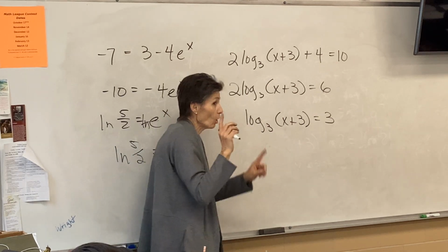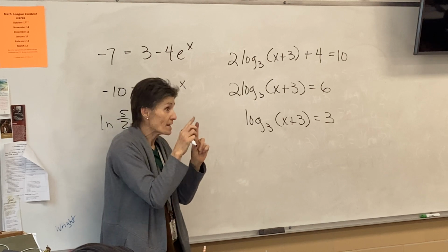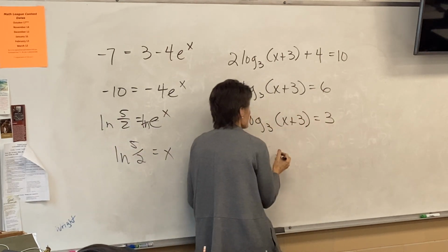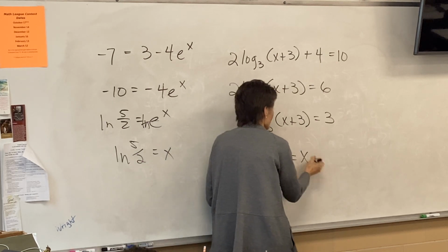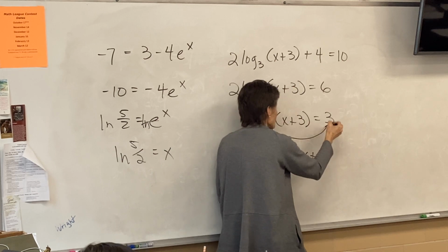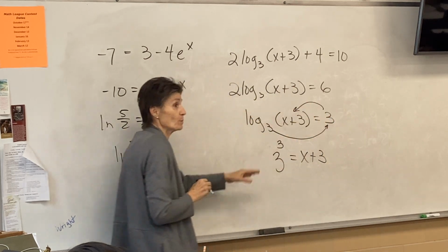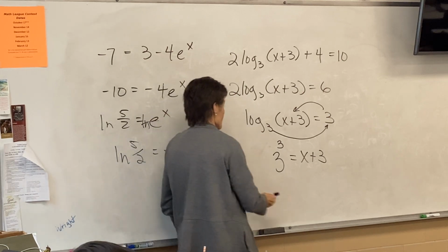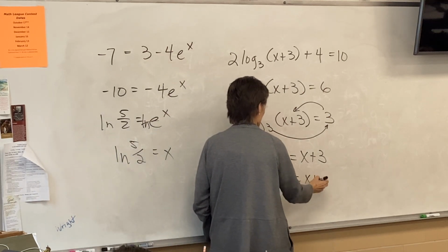Log roll it, not log both sides. Change it into logarithmic form, what I call log rolling it. So 3 to the 3rd is x plus 3. This is how we change from a logarithm into an exponent. So 27 equals x plus 3.